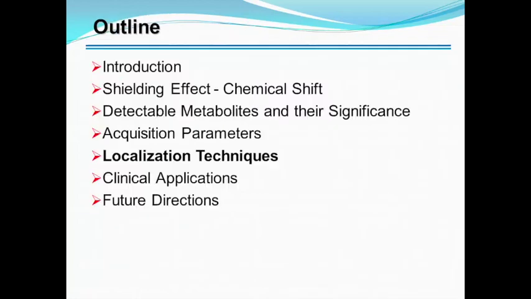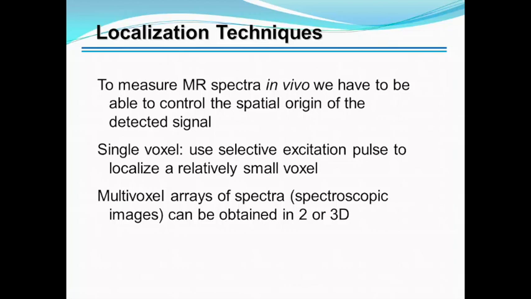So let's talk about localization techniques. So we have to be able to measure the MR spectrum. You know, we have to know where we place the voxel, right? So where the spectrum actually comes from. So that can be done with 2 different techniques. One is called single voxel spectroscopy. It uses selective excitation pulse to localize a relatively small voxel, and then there are also multi-voxel arrays that can be either obtained in 2 or also 3 dimensions.